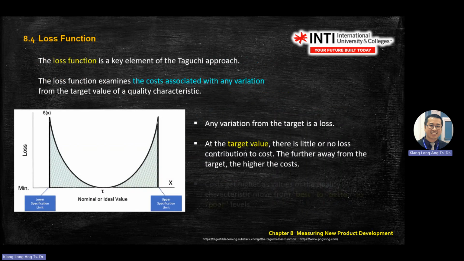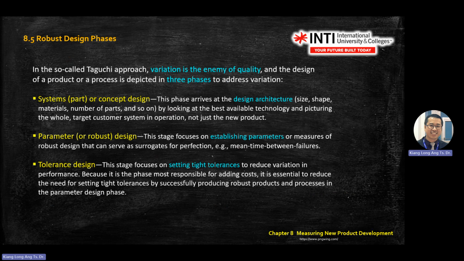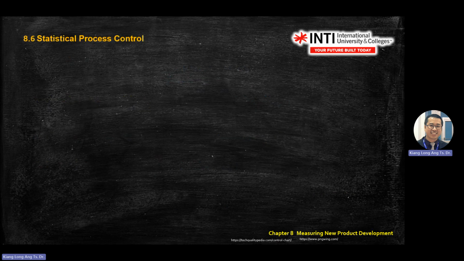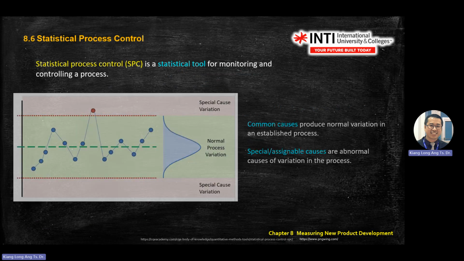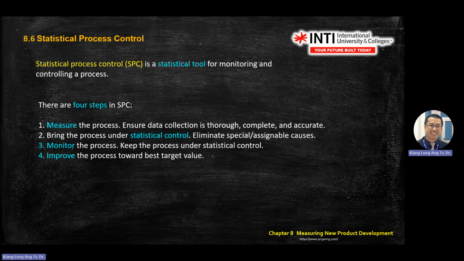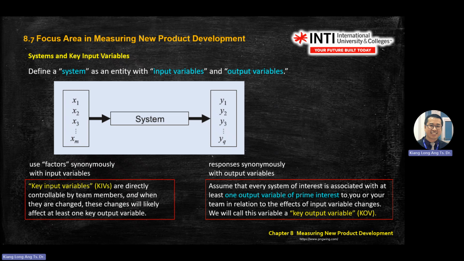Loss function, you read. Loss function, robust design phases. So this one you read. This one you already covered. P chart, C chart. What is the control in control? This one is more detailed in developing the statistic method. Right? We won't go deep there.